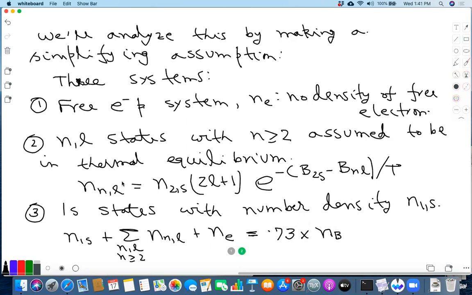So even though you are writing three variables, there are really two independent variables, which you can take to be, say, N1s and Ne. N2s can be determined in turn by using this formula.